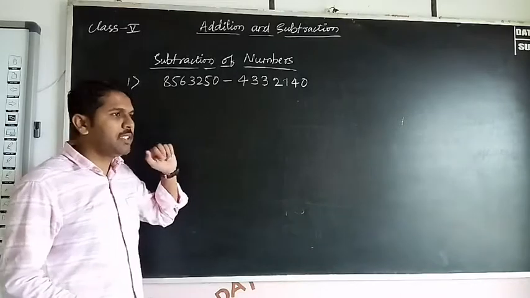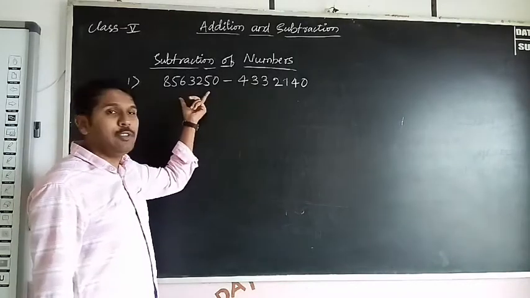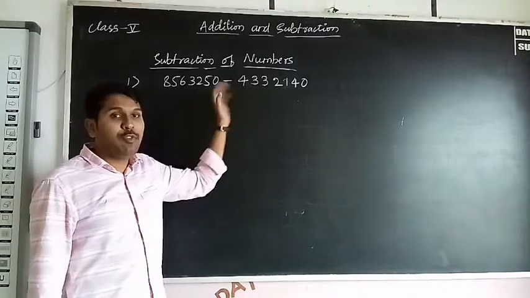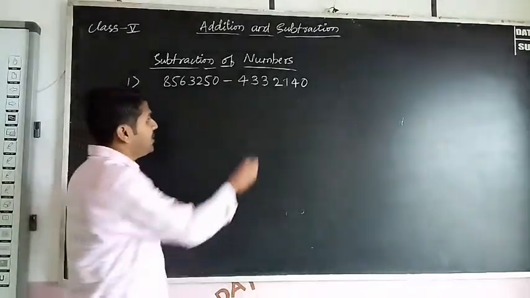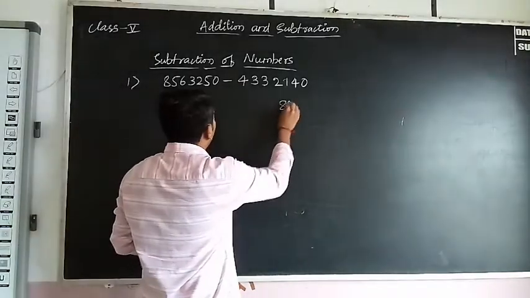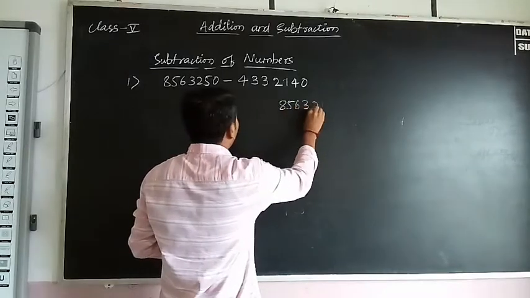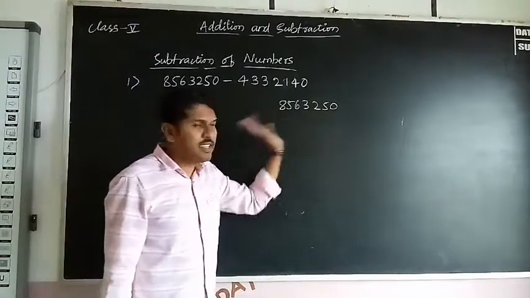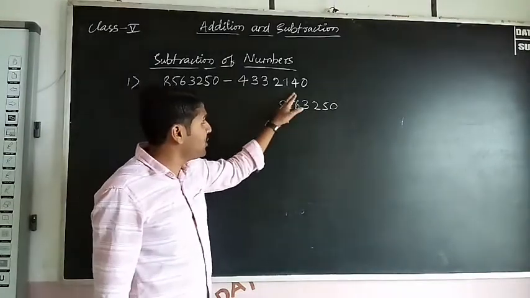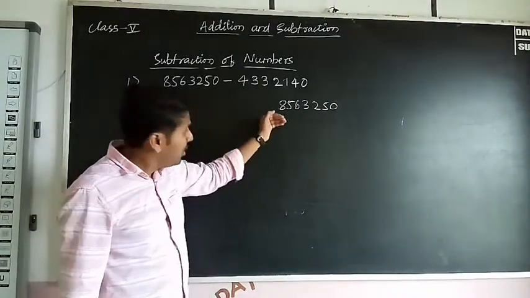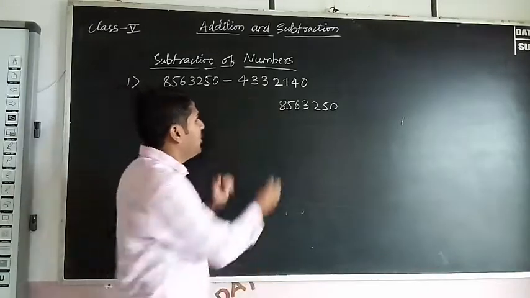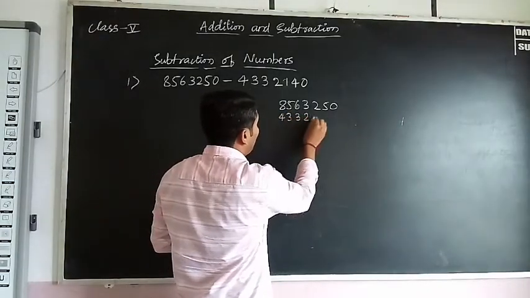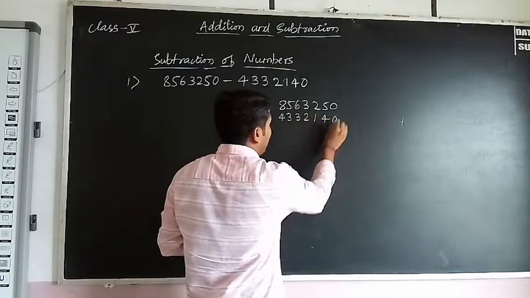So how to subtract the number? First write down this number. We have to subtract this number from this number. So first write down this number, 8, 5, 6, 3, 2, 5, 0. Next, here how many digits are there? 7 digits. So here also 7 digits. So write below one another. 4, 3, 2, 1, 4, 0.